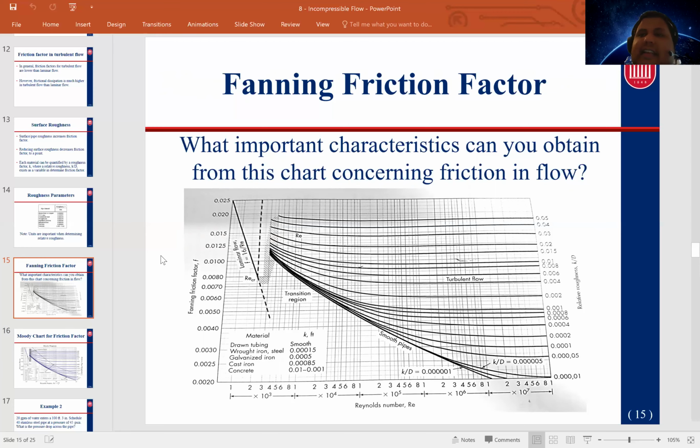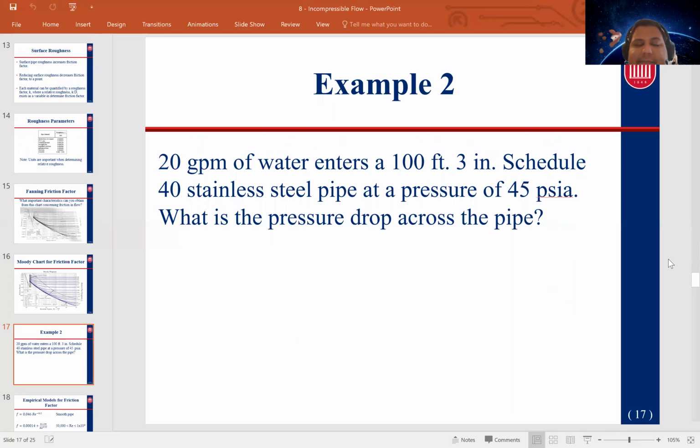If not, let's take a look at an example. For this example, we can consider 20 gallons per minute of water, which enters a 100-foot, 3-inch Schedule 40 stainless steel pipe at a pressure of 45 psia. What is the pressure drop that we can expect across this pipe or flow section?